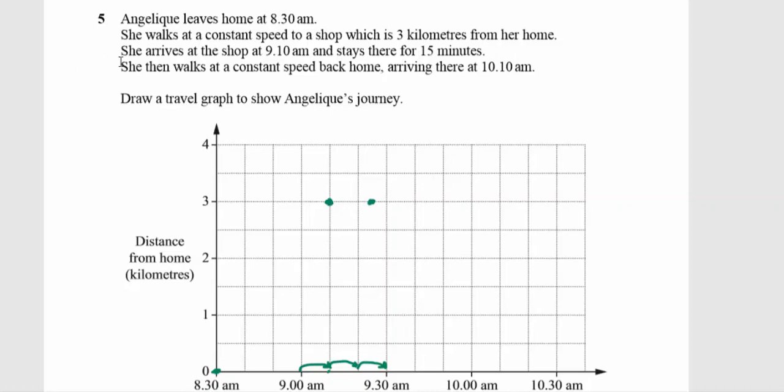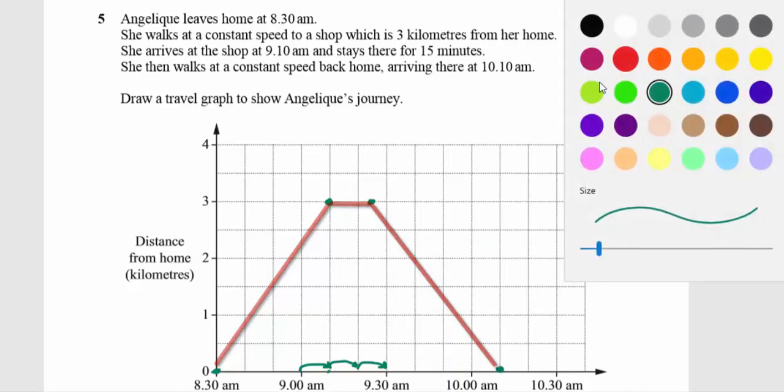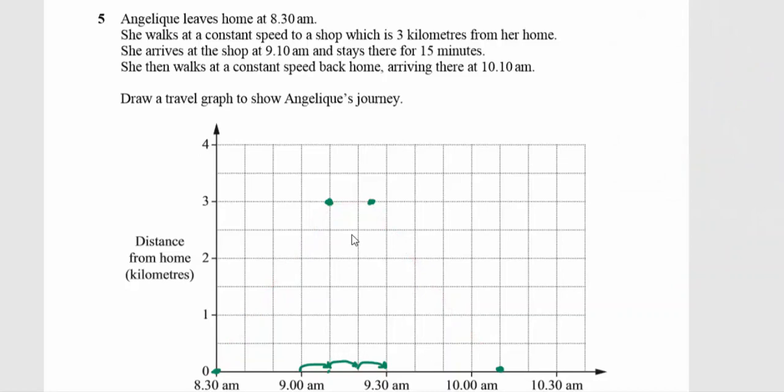And then she walks at a constant speed back home, arriving there at 10:10. 10 is here, 10:10 is right here. Okay, now let's just join the points that we plot. But remember, in the exam, a ruler should be used.